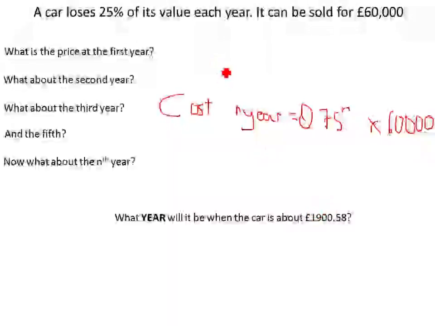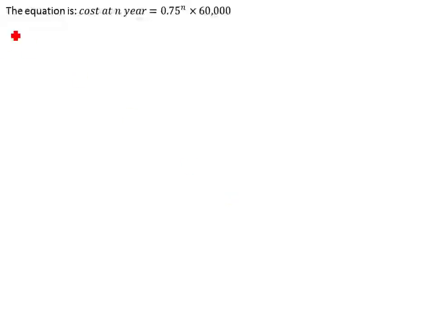So let's say we already have this cost and we need to find this n. How are we going to go about and do that? So look, there we go. Well, I should express it this way, y equals 60,000 times 0.75 to the power of x. We know that y is going to be 19.58, said so here.